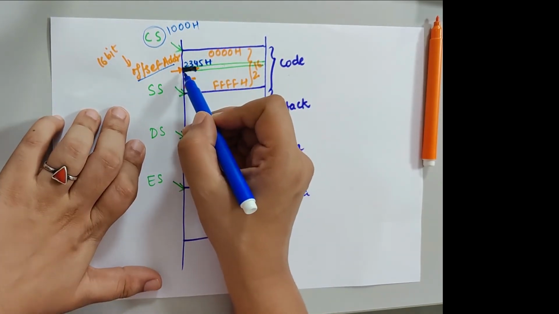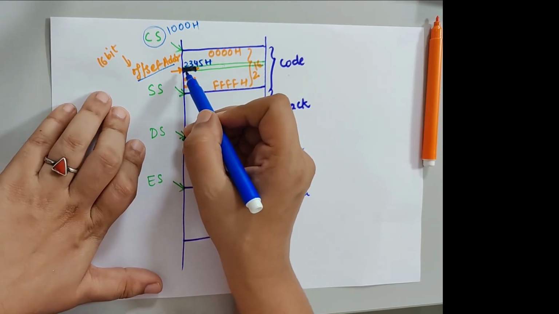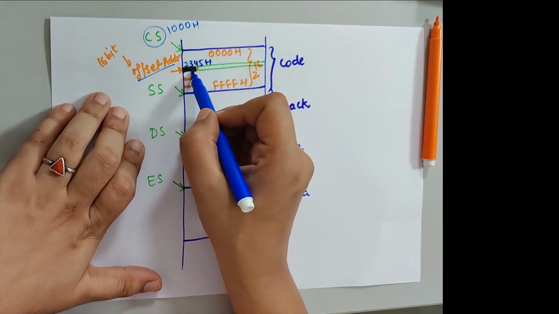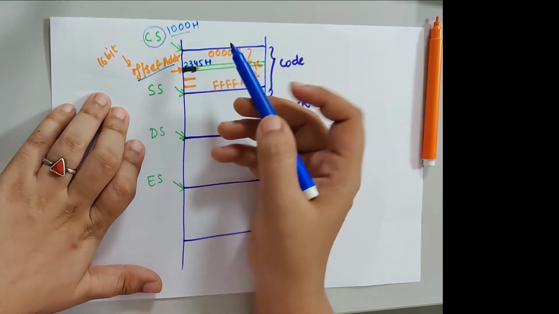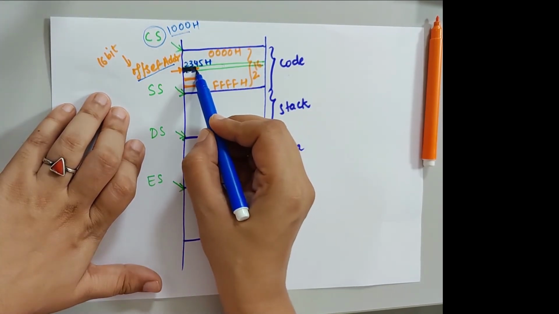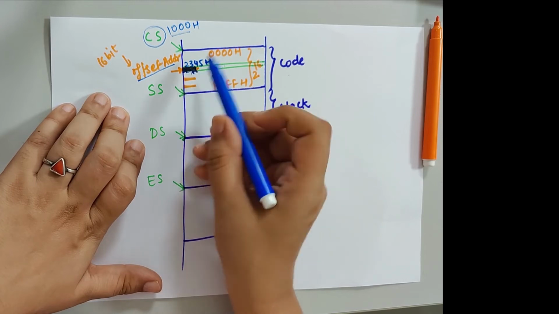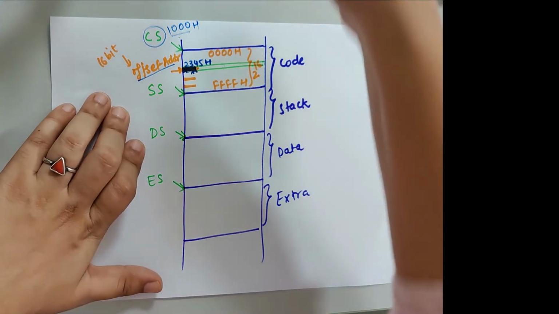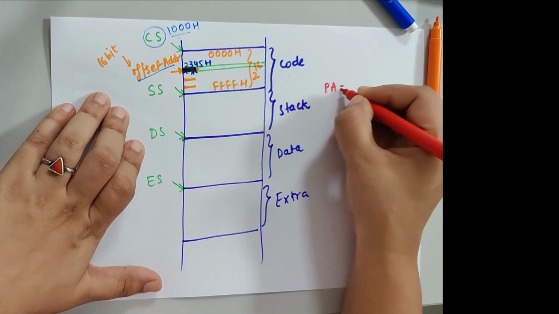Now I want to access this location, I want to access an instruction. The MPU wants to access the instruction which is available at this location. So what will happen? It will give the segment address and the offset address, and it has to identify the physical address with the help of the segment address and the offset address. How will we calculate the physical address?